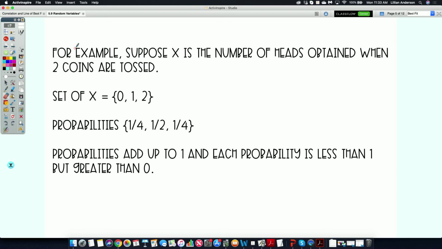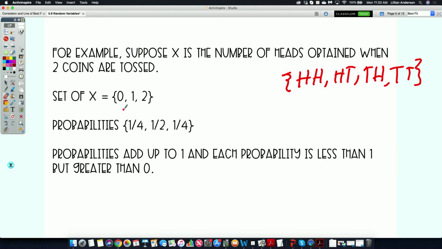Now, the probabilities that are associated with them, okay? You have 1/4 if you have no heads, 1/2 for 1 head, or 1/4 for 2 heads, okay? Because remember, the different outcomes that we can get if we flip 2 coins are heads, heads, heads, tails, tails, heads, or tails, tails, okay?